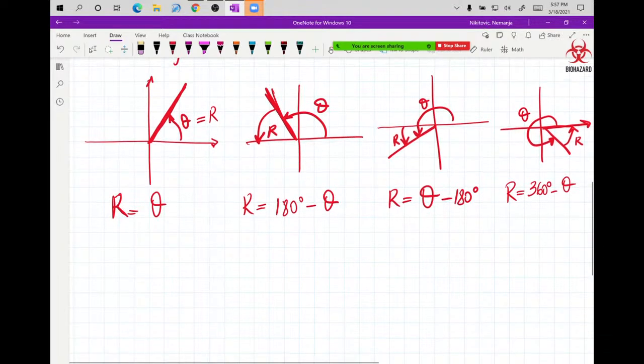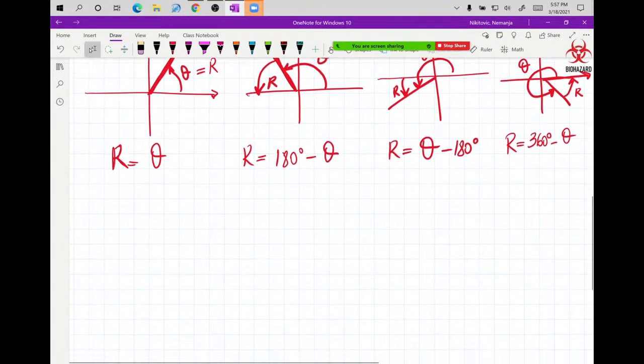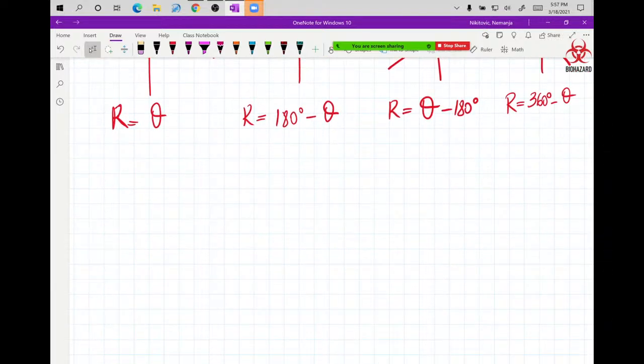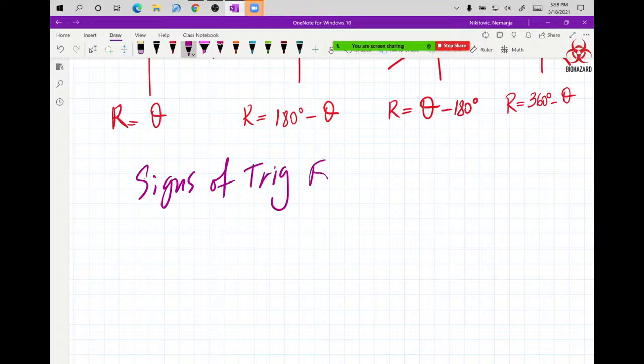Anyway, one more thing that we need to learn, and then we can go and do the problem. Now, this is also very important, but it's not just a reference angle. This is the signs of trig functions in each quadrant.